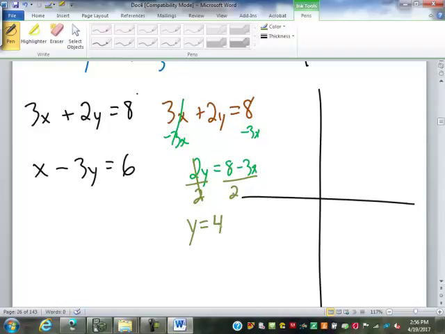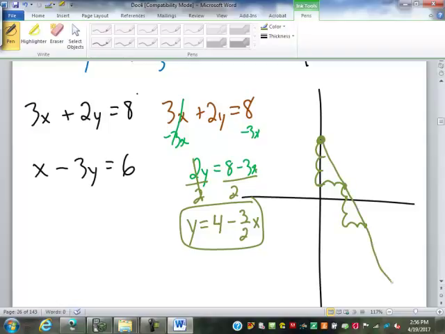8 divided by 2 is 4. You could do negative 3x divided by 2. You could do negative 1.5x, or negative 3 over 2x is easier because it has it in that slope form for us. So now we're going to start out at what? Positive 4. 1, 2, 3, 4. And from there we're going to go down 3 over 2. I could go down 3 again over 2. There's my line.